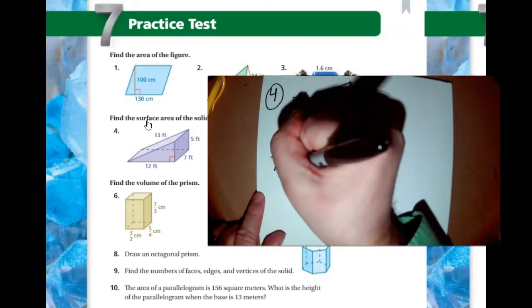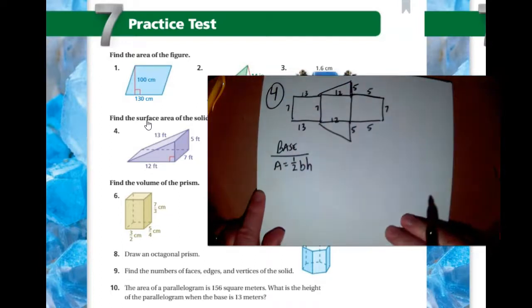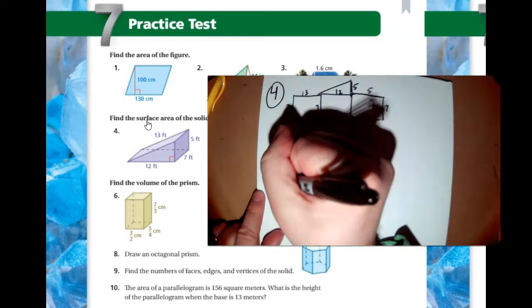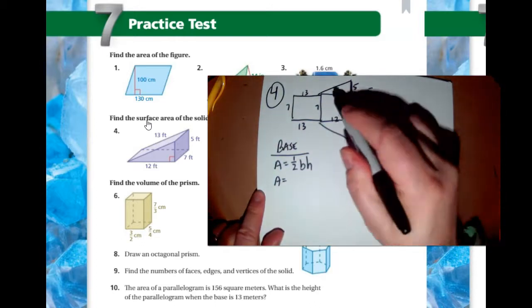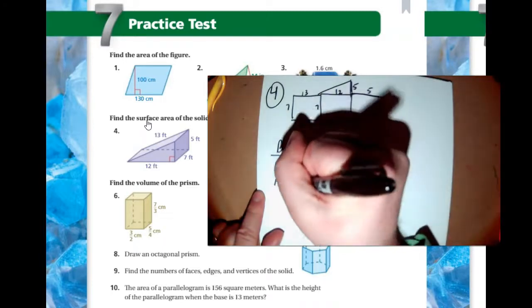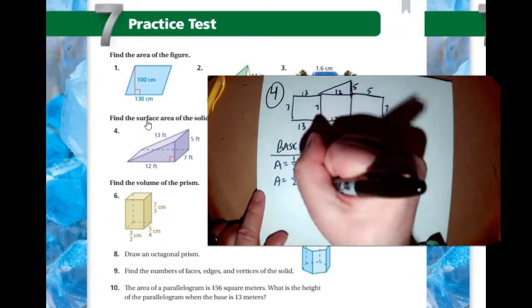Remember, area equals 1/2 times base times height because they're triangles. So I'm going to plug in the information that I know. I know the base is 12 and the height is 5. 12 and 5, they're identical, so it doesn't really matter which one I look at.